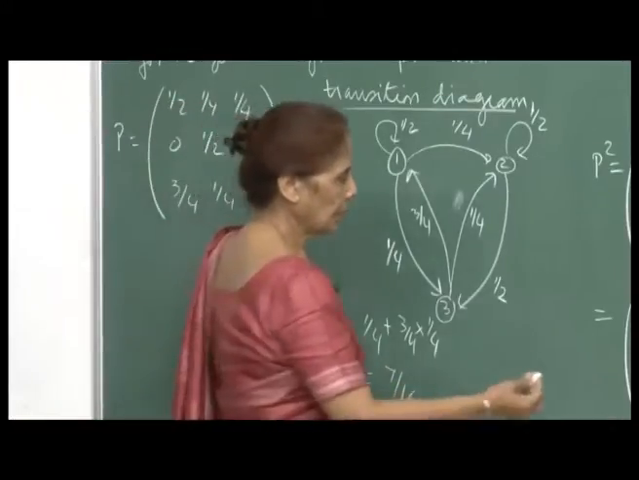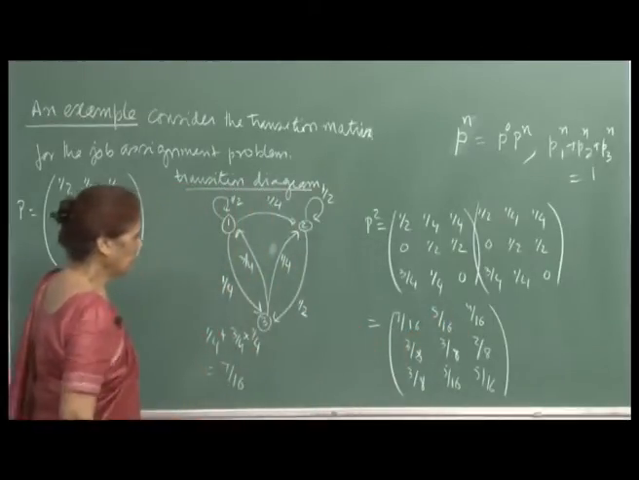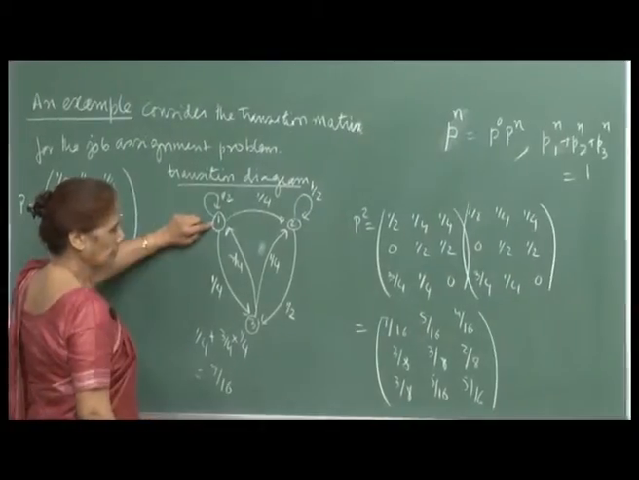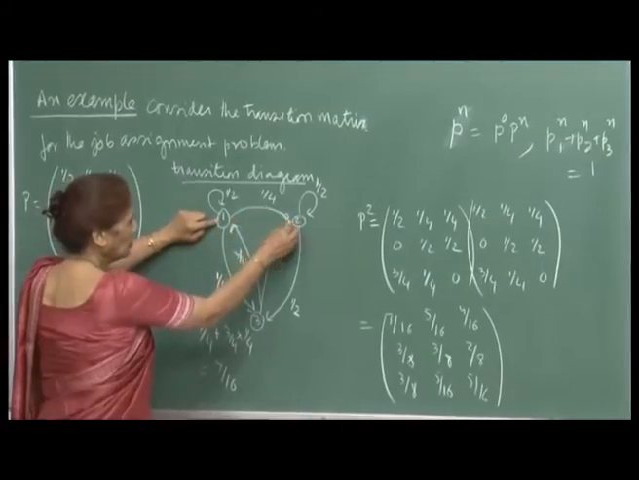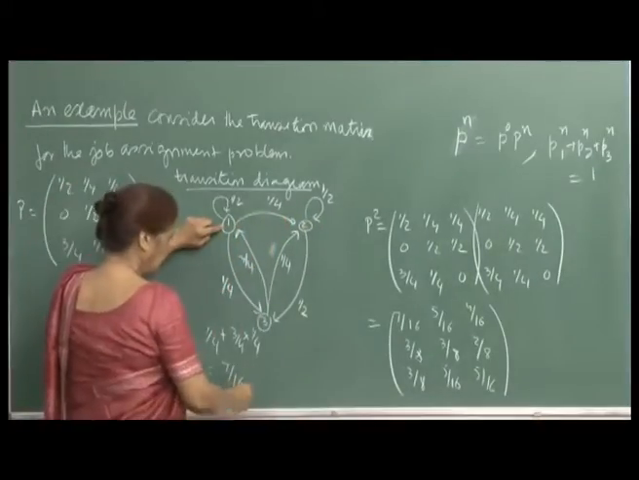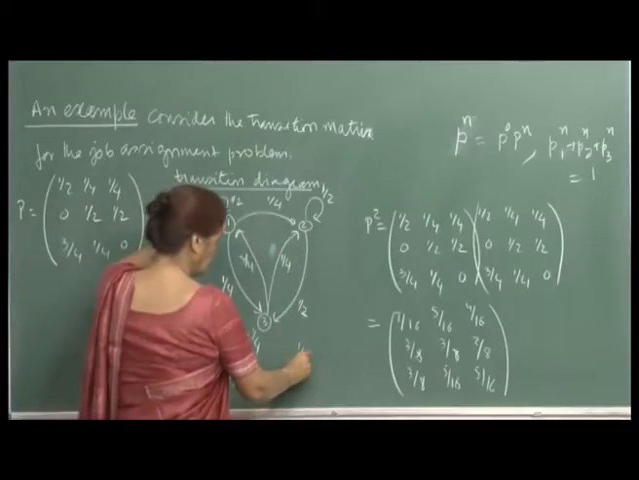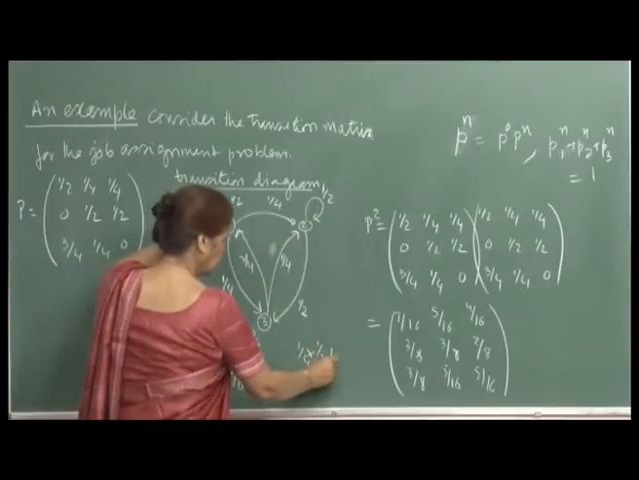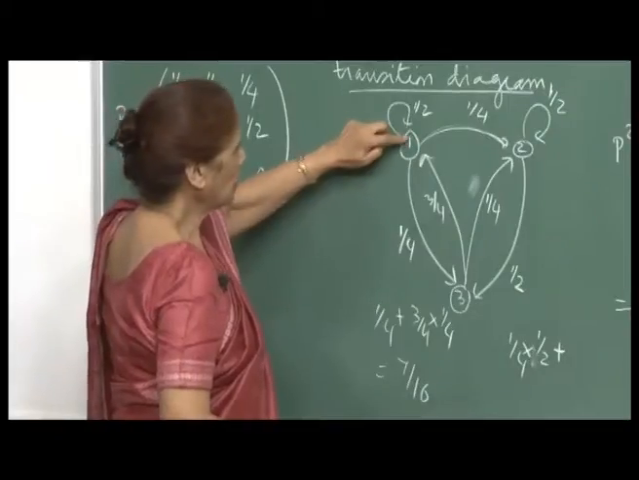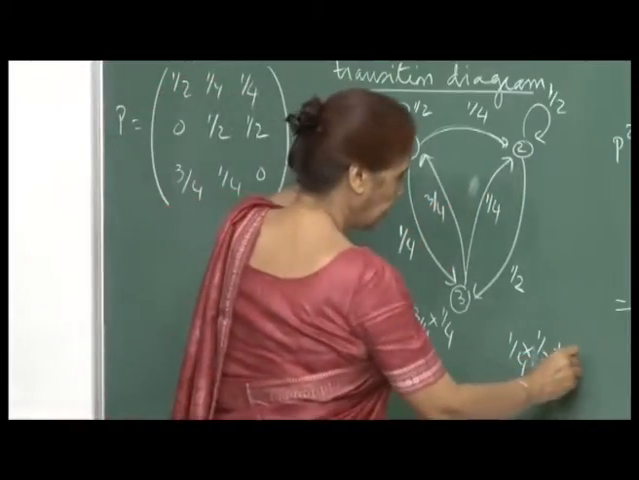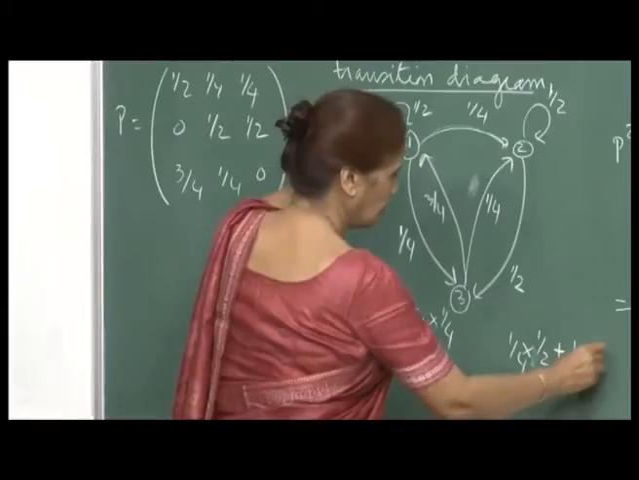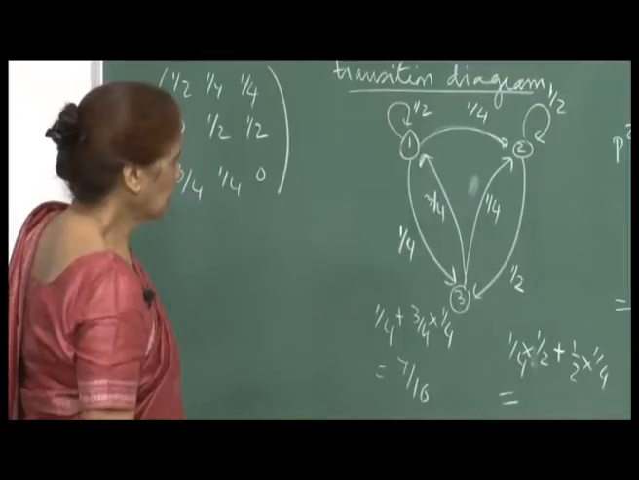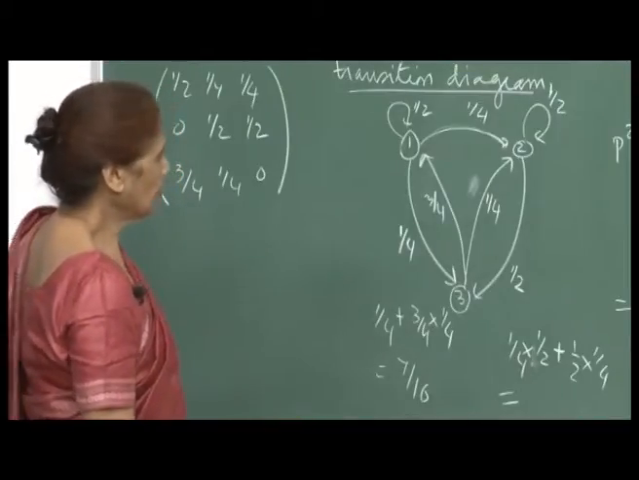Similarly, you can look at this one here, 5 by 16. This is from 1 to 2, where you want to transition in 2 steps. The possible paths are 1 to 2, then 2 to 2, so that will be 1 by 4 into 1 by 2, plus you can stay at 1 and then go from 1 to 2, so that will be 1 by 2 into 1 by 4. So, how much will this be? 1 by 8 plus 1, or have I missed something out? You are going from 1 to 2.